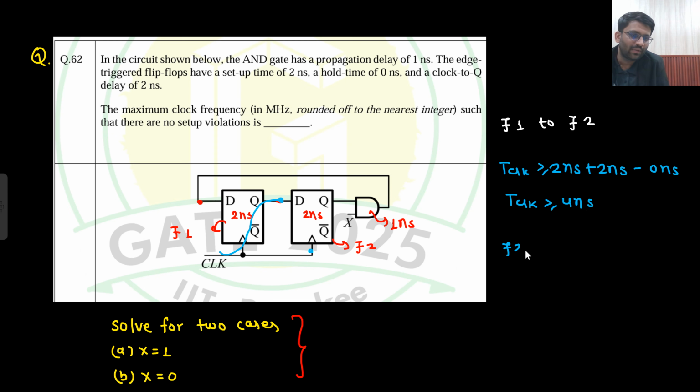Because I need to work from flop 2 to flop 1 as well. So how will I work? So clock to Q till this point I will reach. How much time it will take? So T clock should be greater than or equal to clock to Q till this point. How much time it will take? 2 nanosecond. Clock to Q, 2 nanosecond. Then after that, this is the combinational circuit. Similar scenario.